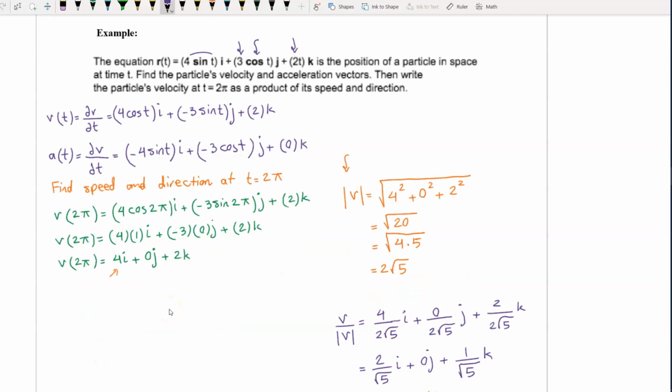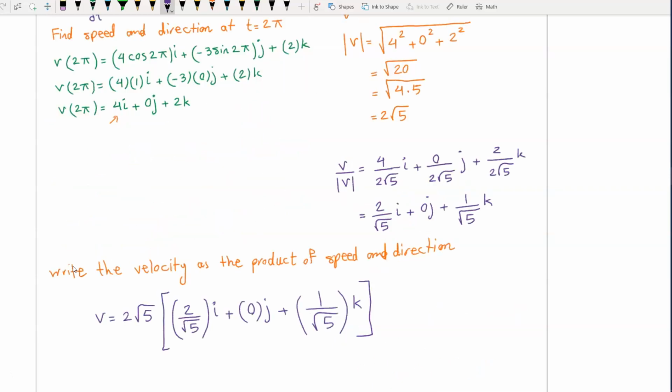Now finding direction. It is equal to v over the absolute value of v. For v, we have 4i plus 0j plus 2k. So this is 4i divided by 2 square root of 5, plus 0j divided by 2 square root of 5, plus 2k divided by 2 square root of 5. Now simplifying, the direction is equal to 2 over square root of 5 i plus 0j plus 1 over square root of 5 k.